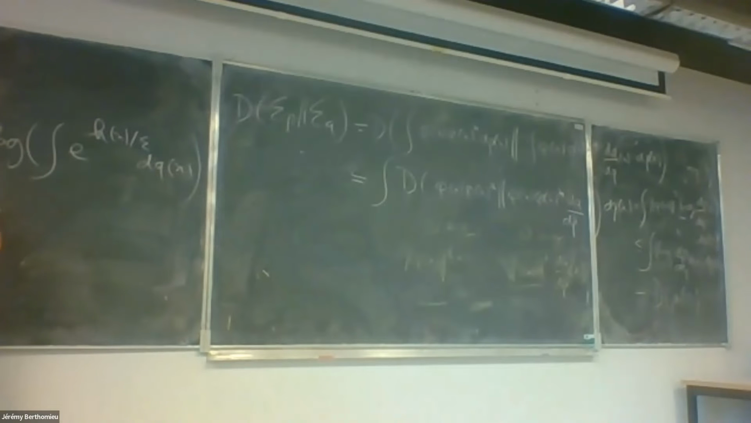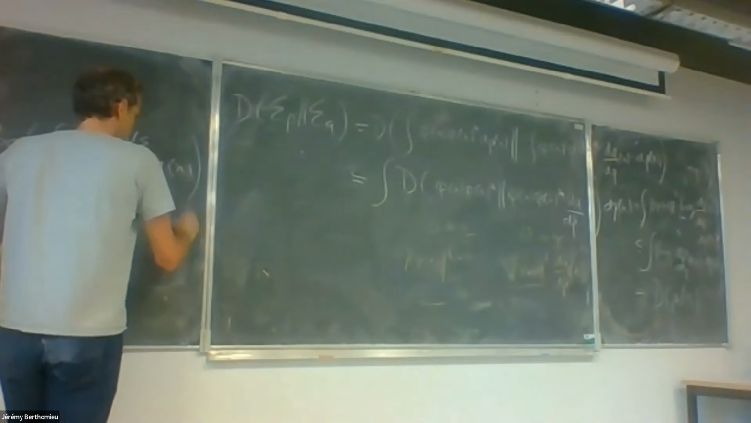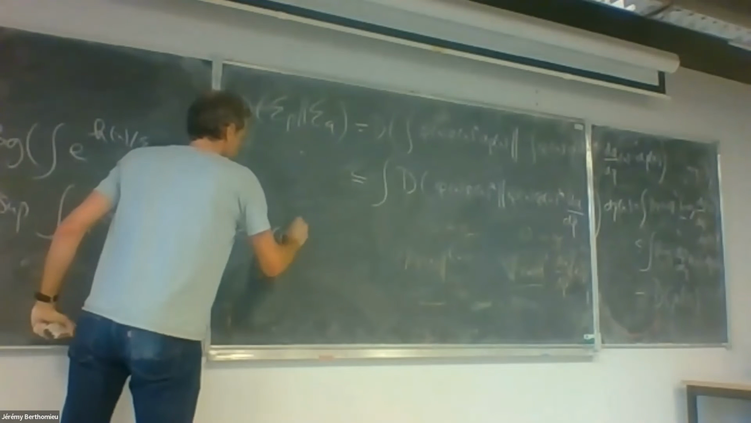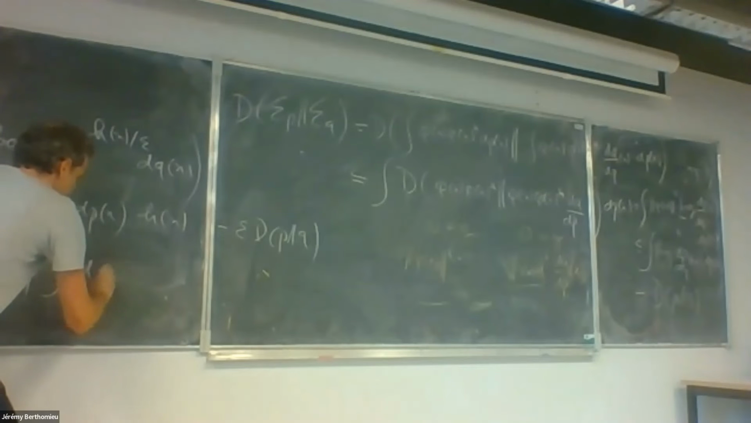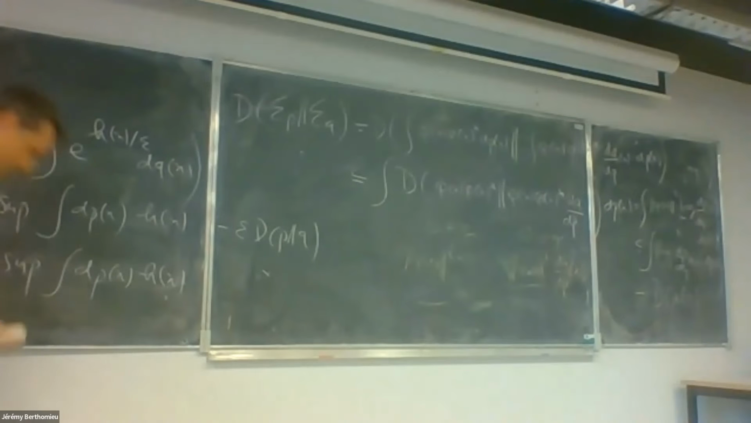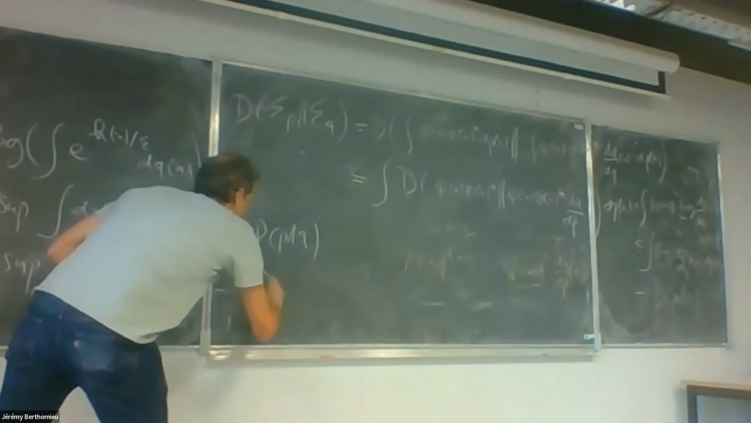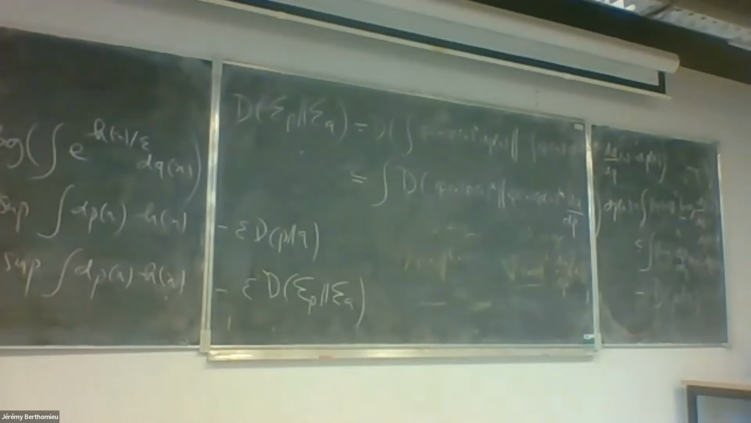Then, since this is equal to the integral of d of x, h of x and epsilon dq, it has to be less than the same supremum over integral of d of x, h of x. So we're going to use a physicist's Fourier transform integral, minus epsilon d of sigma p sigma.